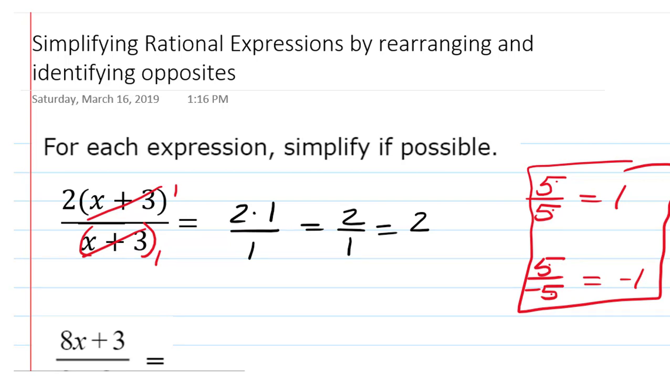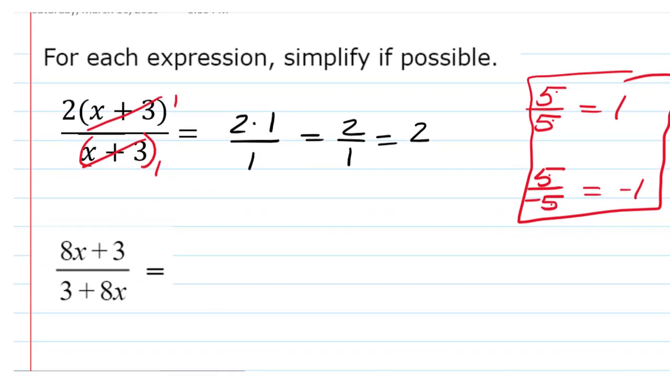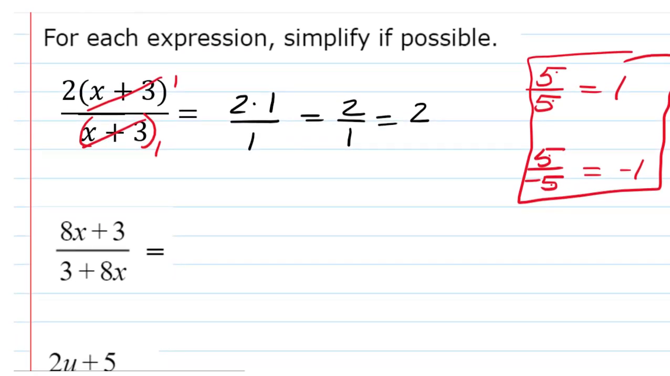So you've seen in the previous video that we can reduce rational expressions in this way by dividing out common factors. Sometimes it's not so obvious that we have common factors because the order is just different. As long as you have addition, not subtraction, you can always rearrange the order of the terms inside of a polynomial. So for example, here I have 8x plus 3 over 3 plus 8x.